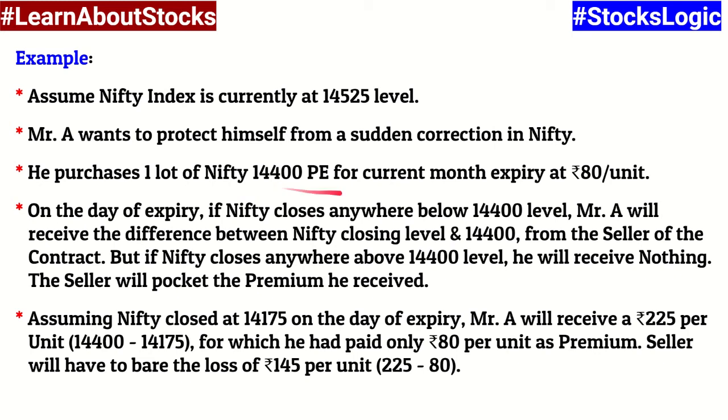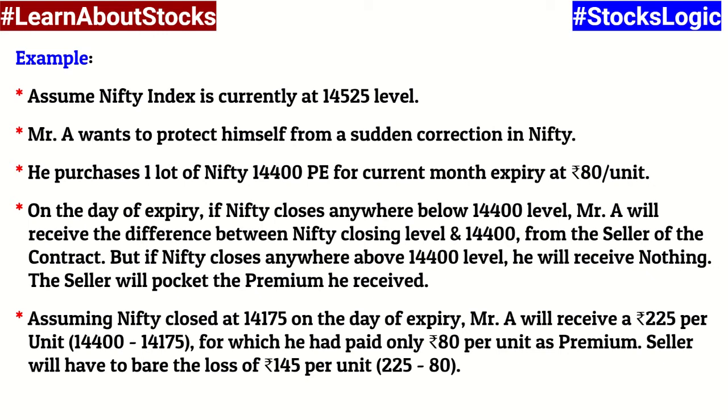Okay, remember the importance of this strike price, you'll understand in this model now. So on the day of the expiry, wherever the Nifty closes below 14,400, that is the strike price, that difference he will receive. Okay, so who is going to pay that difference is basically the seller. The seller of the option contract will have to pay the difference between the strike price and the Nifty closing level, whatever it is, if it is below that strike price.